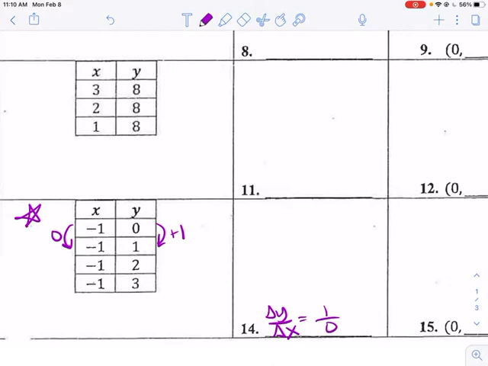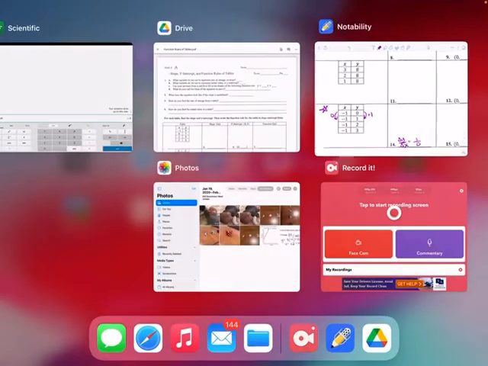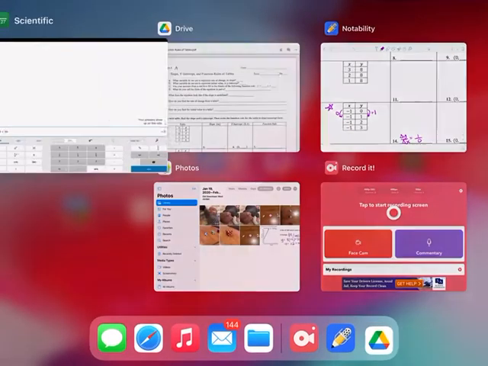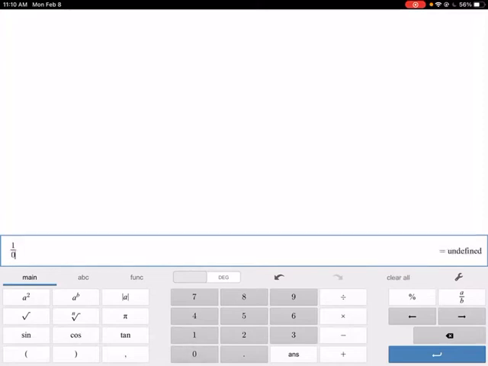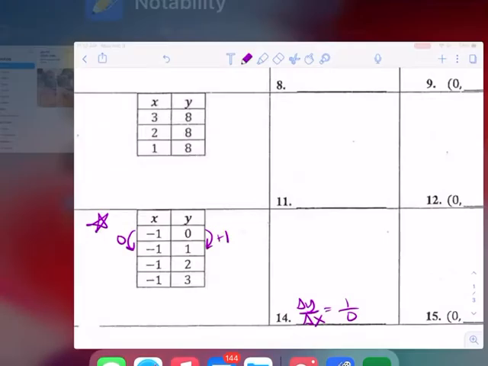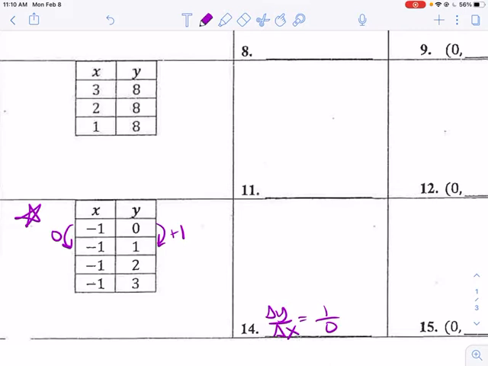Now, a lot of my students like to put 0 or they like to put 1 for this answer. I would recommend that you go over to your calculator and just test it and see what happens. 1 divided by 0 is undefined. This is an undefined slope, and if you were to think about it, when you have x always being the same value, this is going to be a straight line up and down like that.